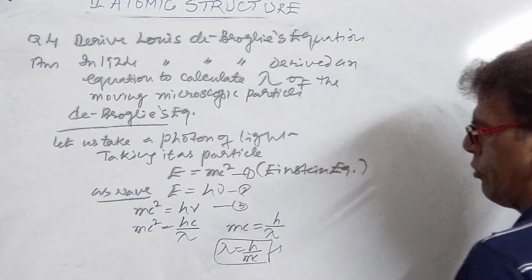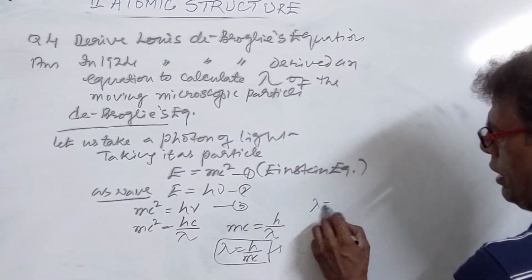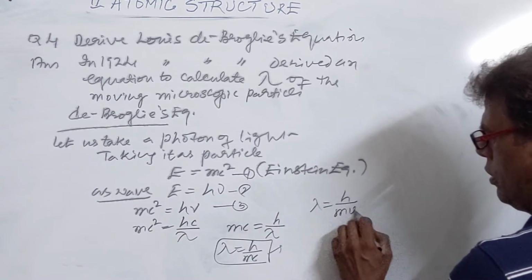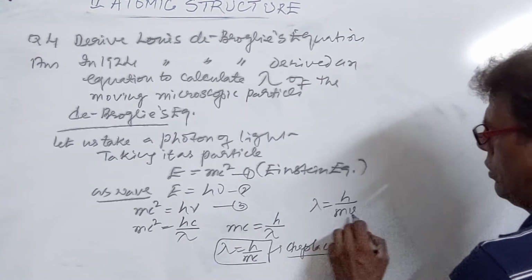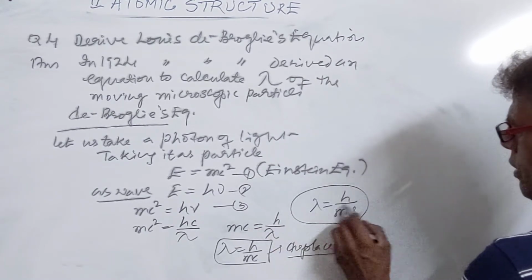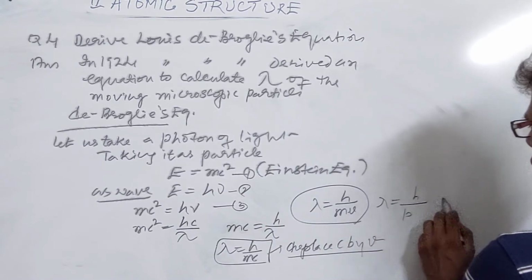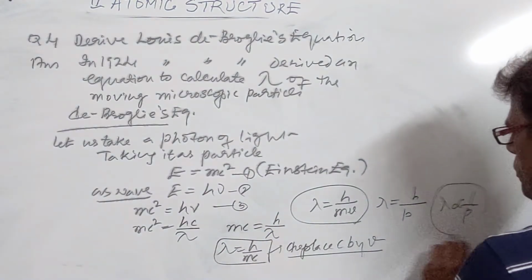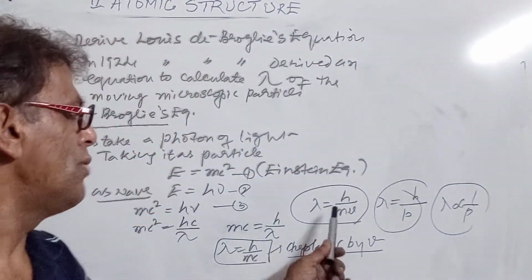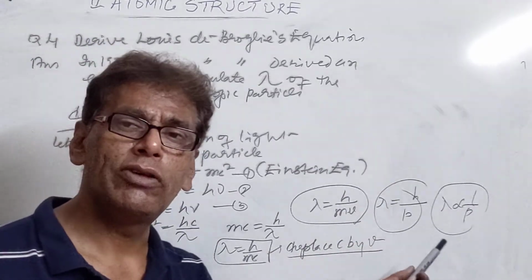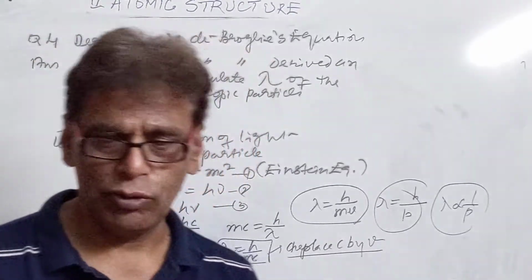Since c is used to denote the velocity of light, to represent the velocity of an object we replace c by v and get λ = h/mv. This is called the Louis de Broglie equation, and mv is momentum, therefore it can also be written as λ = h/p, so λ is the reciprocal of momentum. So these are the three forms of the de Broglie equation: λ = h/mv, λ = h/p, and λ is inversely proportional to the momentum of the moving microscopic particle.